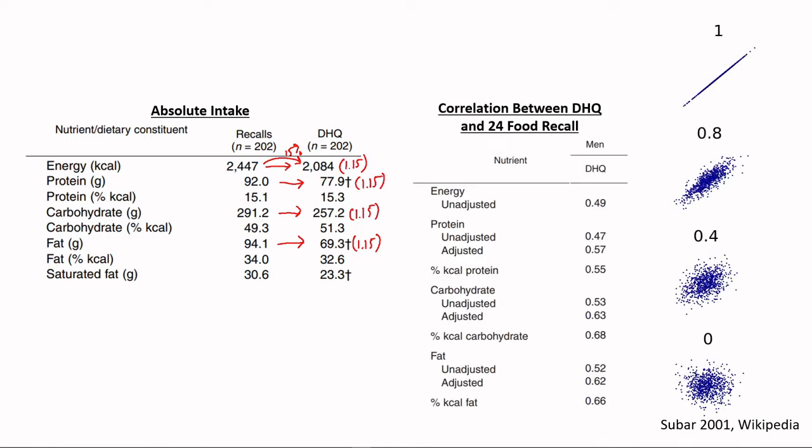This next table shows the Pearson correlation coefficients between the 24-hour food recall and the DHQ-1. First, let's review correlation coefficients on the far right. This is a series of graphs from Wikipedia that demonstrate correlation coefficients from 1 to 0. Correlation coefficients decrease when data points vary from a line of best fit. If there is no correlation between two variables, then they have a correlation coefficient of 0.